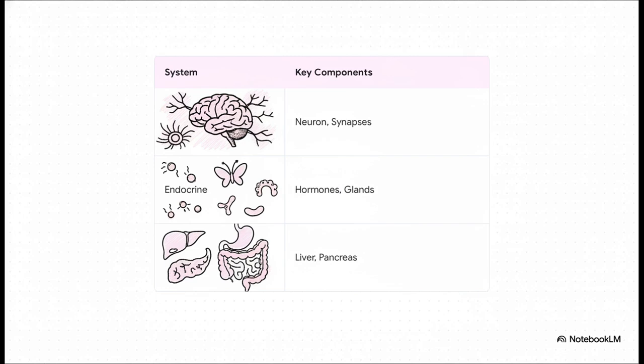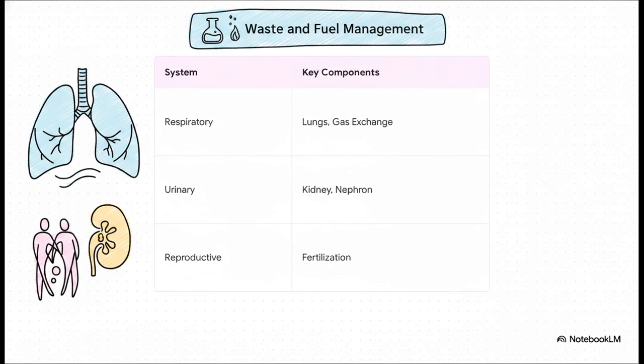Then, Unit 2 shifts over to the chemical messengers of the endocrine system. Think pituitary, thyroid, adrenal glands, pancreas. From there, Unit 3 covers your fuel processing, studying the alimentary canal, liver functions, and the incredible mechanics of digestion and absorption. Continuing our tour, we look at waste and fuel management in the respiratory and urinary systems.